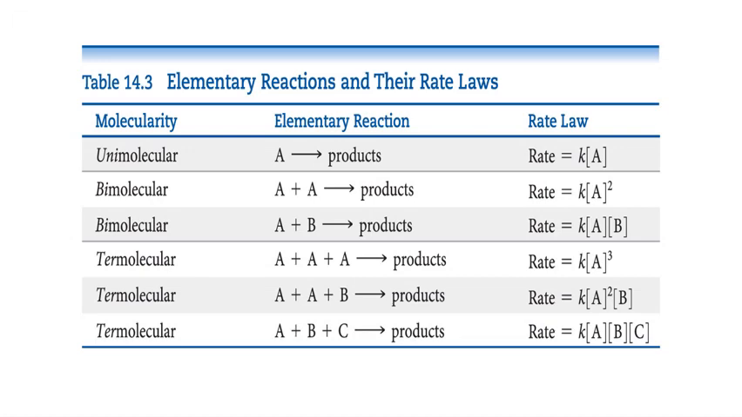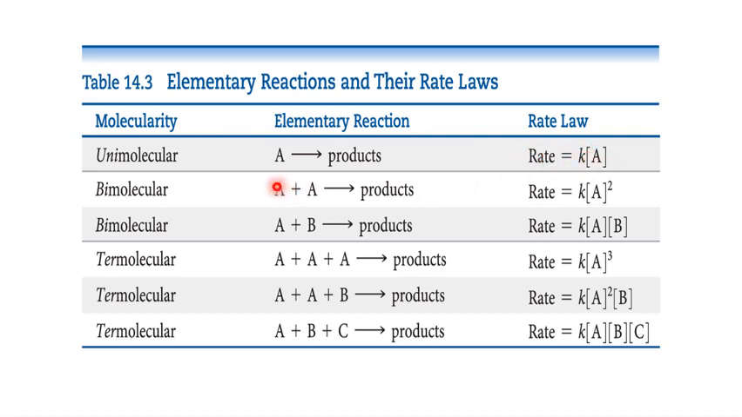Here we can see several examples for the molecularity. The first one, in an elementary reaction, reactant A gives product. We have only one reactant here, so we call that unimolecular. And the rate expression we can write: rate equal k times concentration of A.